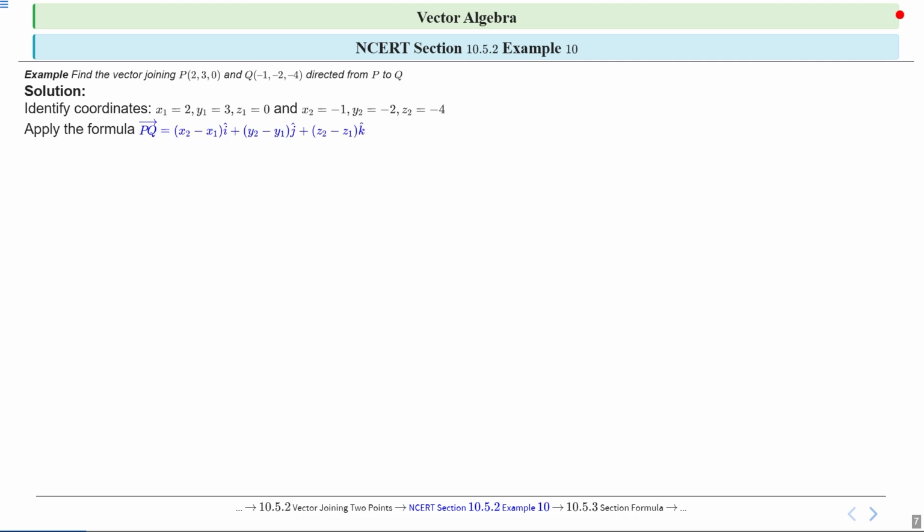Apply the formula: PQ vector will be equal to (x2 minus x1) i cap plus (y2 minus y1) j cap plus (z2 minus z1) k cap. So PQ vector will be equal to (minus 1 minus 2) i cap plus (minus 2 minus 3) j cap plus (minus 4 minus 0) k cap. So PQ vector will be equal to minus 3 i cap minus 5 j cap minus 4 k cap, right?